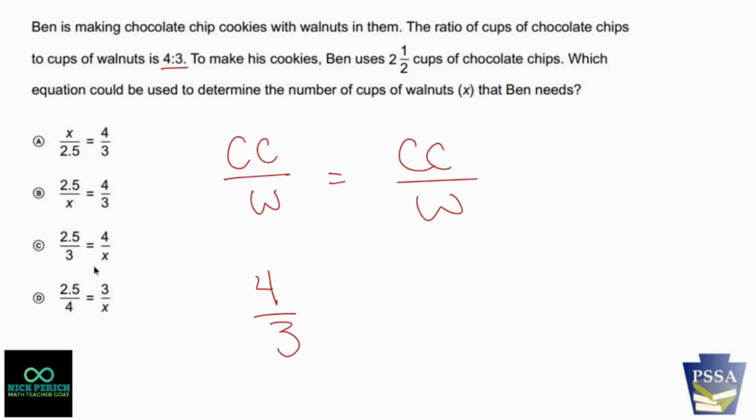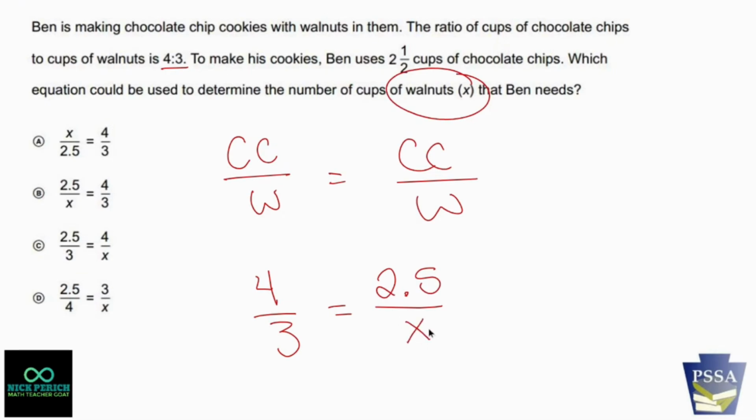Now, I guess they want that number on the right. That's okay. We can always flip it around when we're done, which we probably will. What else do we know? Chocolate chips is 2.5. They want to use a decimal, so 2.5 is 2.5, and walnuts is, I don't know, so we'll set that equal to x.